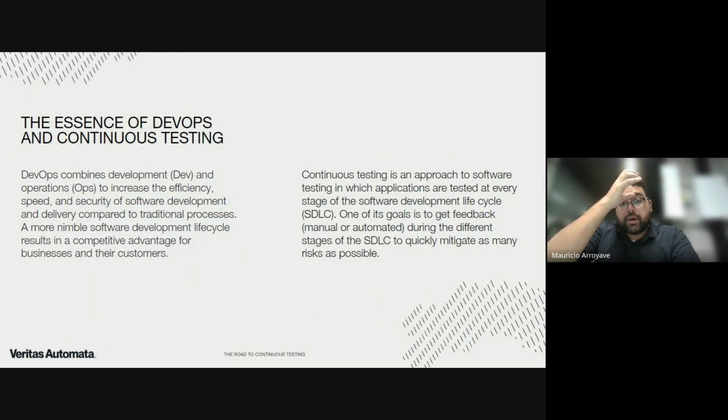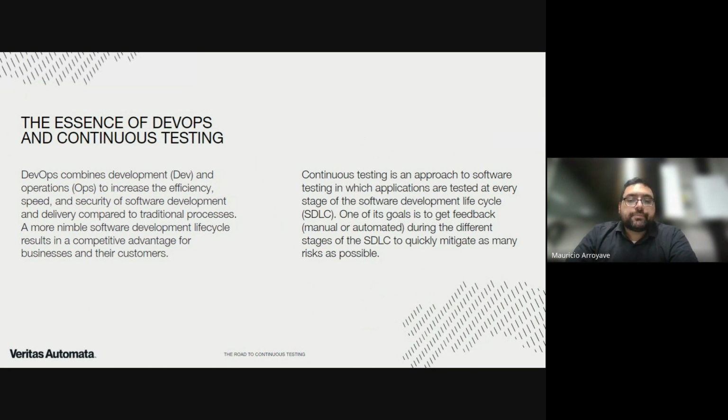First of all, let's talk about the essence of DevOps and continuous testing. DevOps is a combination of development and operations and is used to increase efficiency to deploy the application at different levels, but also to define architecture and infrastructure, and follow the commits, the changes to the code. And continuous testing is an approach of software testing where you are testing the application every step of the way of the software development lifecycle.